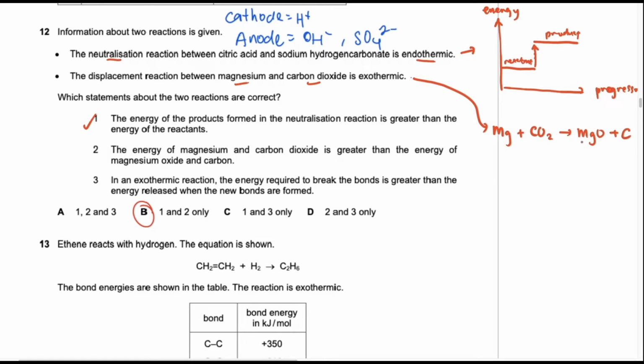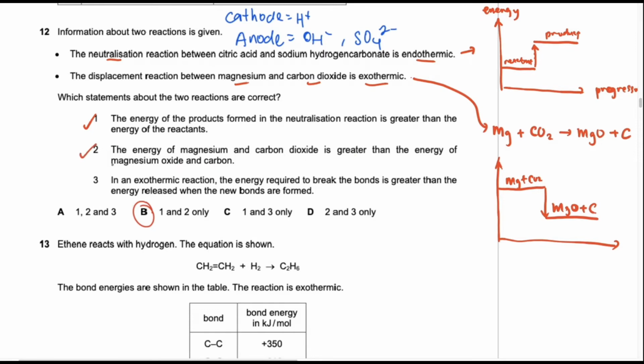And since they say it is exothermic, let's do a quick revision for the energy level diagram. It has higher energy and it goes down to lower energy. So this is the Mg plus CO2, and this is the MgO plus C. The energy of magnesium and carbon dioxide is greater. Yeah, true, it's greater than the energy of magnesium oxide and carbon.